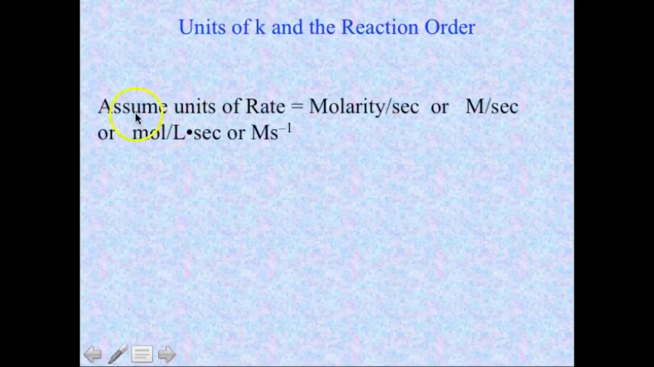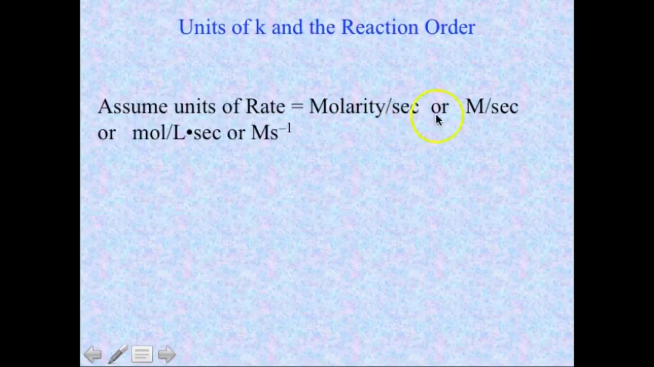Now, it turns out that the units for the rate constant K are dependent on the reaction order. And there are 3 types of reaction order that we study in this class: 0 order, first order, and second order. That is, overall order for a reaction. First, we have to assume that the units of rate equal molarity per second, but there are a number of ways that can be written.